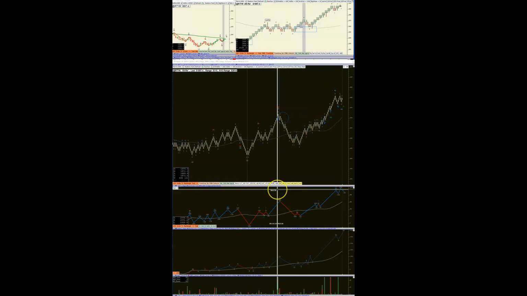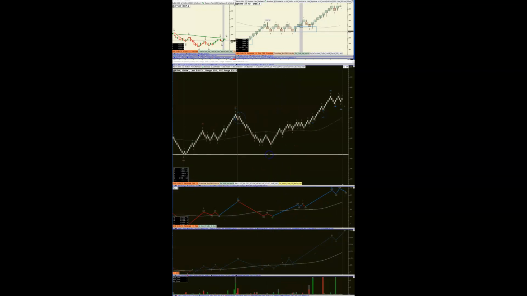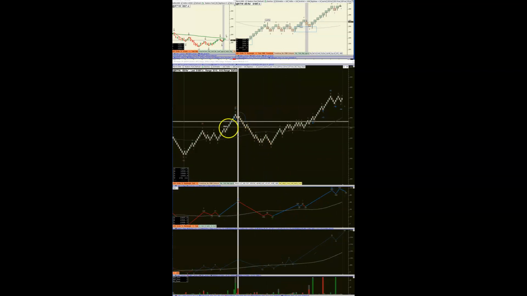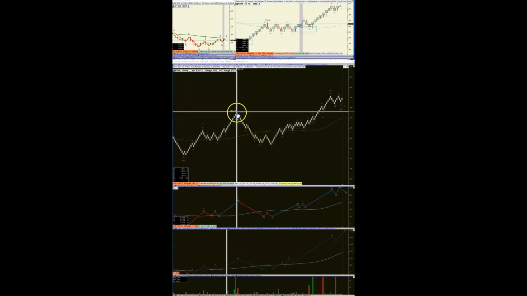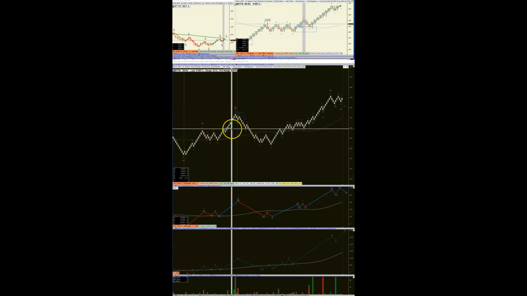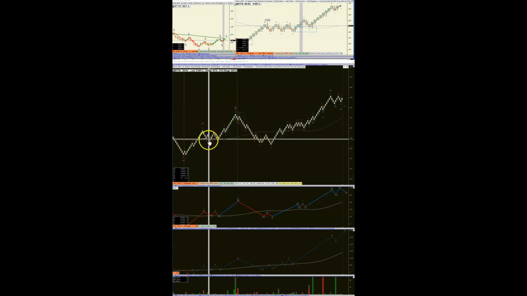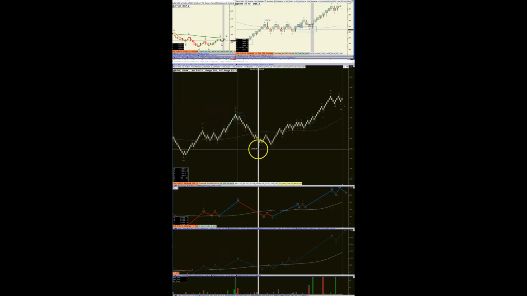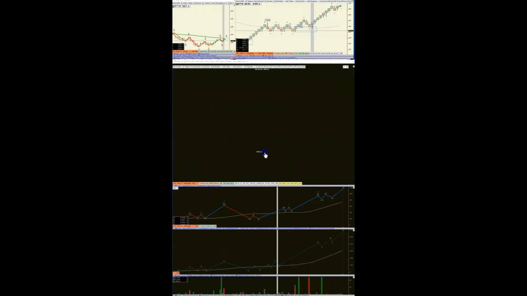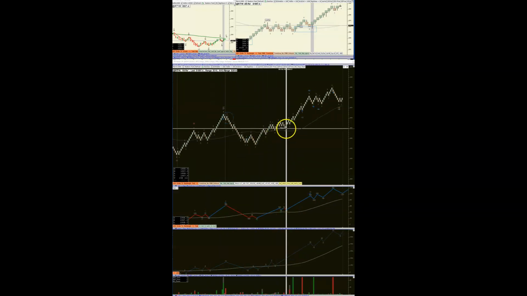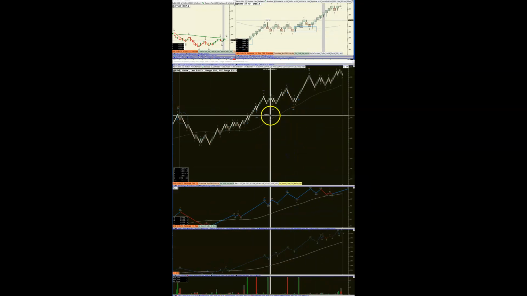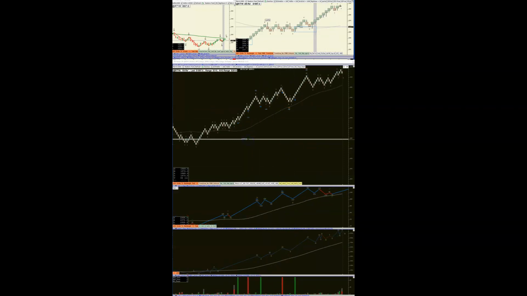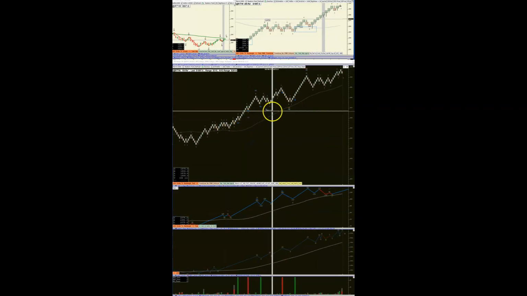This is a tricky situation. Very tricky situation. If you didn't know that this right here was distribution, you might have been looking for a pullback, and that would not be a smart idea. Anyway, it rallies and all of that, and now it's trending and trending and trending. So, you know, better get it while it's hot.